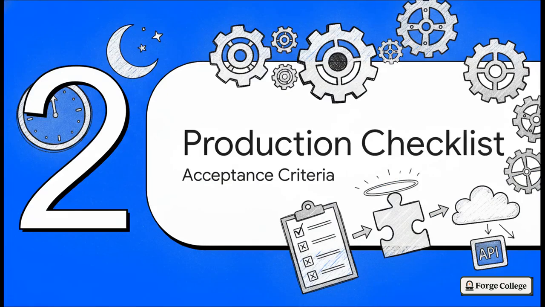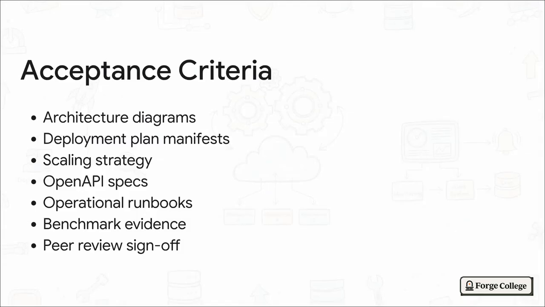Moving right along to Section 2, the production checklist and our acceptance criteria. So what exactly does done look like, especially for an operations team who might get woken up at 3 a.m. to fix a critical issue? This right here is your absolute non-negotiable pre-flight checklist. Every single one of these items has to be verifiable before we launch. We're talking crisp architecture diagrams and component responsibilities, deployment plan manifests, a scaling strategy mapped perfectly to a rollback plan, your OpenAPI specs and versioning policy, operational runbooks, cold hard benchmark evidence, and of course, a peer review sign-off. Listen, if even one of these is missing, your rocket is staying on the launch pad.